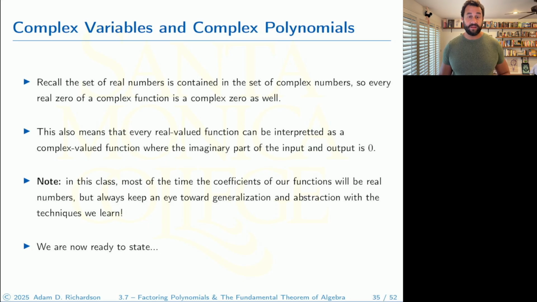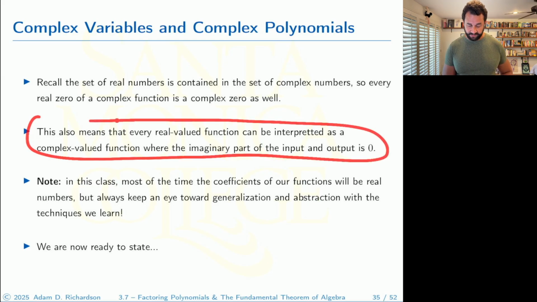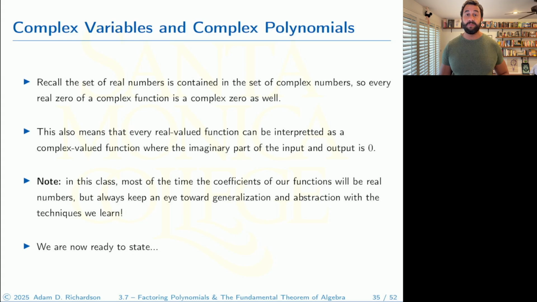Now, one thing I'll say is remember that the set of real numbers is contained in the set of complex numbers. So every real zero of a complex function is a complex zero as well, right? Real numbers are also considered complex numbers. This also means that every real valued function could be interpreted as a complex valued function where you set the imaginary part of the input and the output to zero. Remember that quote from Jacques Hadamard, the shortest path between two truths in the real domain passes through the complex domain. This is kind of what he meant by that, right?